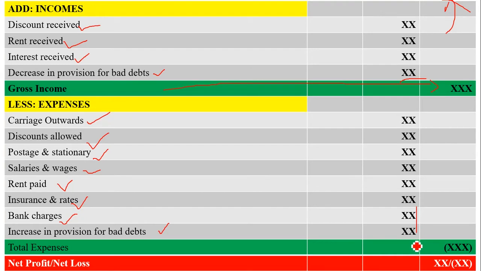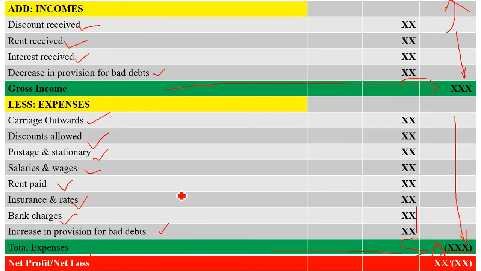Again, put all the figures there, get the total, and that will be the total of your expenses. And then your gross profit or the gross loss, you are going to add the incomes, you're going to less the expenses, and the resulting value here can either be a positive value or a negative value. If it is a positive value here, then that is a net profit. But if it is a negative value, that is a figure in the one that I put in bracket here, it will be a net loss.